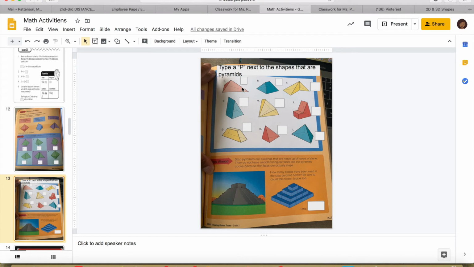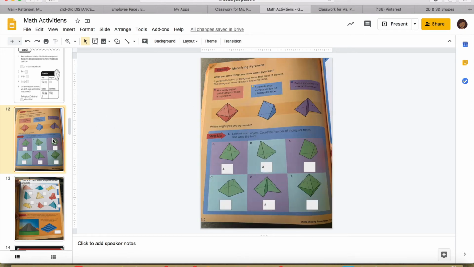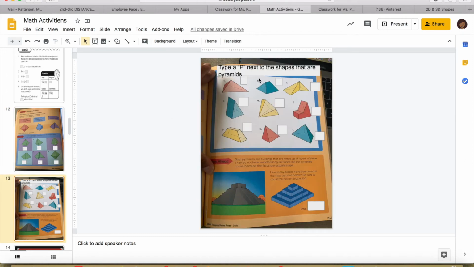So if we look at this one, does it meet the criteria for a pyramid? Does it have triangular faces that meet at one point? Well, that looks like a triangle. That looks like a triangle. Yeah, it looks like all 3 of those are meeting right here at this point. So yeah, that might be it.